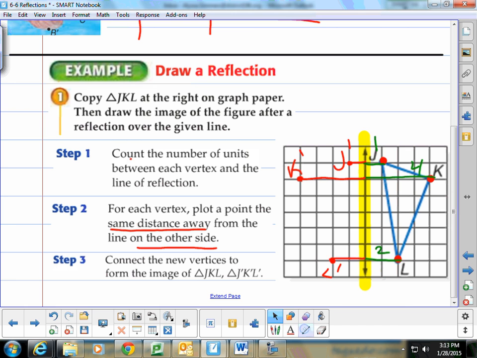So we're going to connect the new vertices. I'm going to try to use a straight line. So we're going to connect J prime and K prime and L prime and J prime. And notice we have a lovely figure that is just like the other one, congruent, same size, same shape, just flipped, reflected over the axis. Kind of cool, kind of neat.